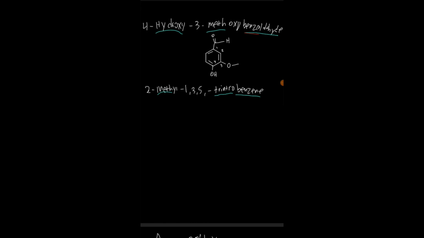This next one I've chosen is maybe not as well known, but the method is the same. We see the word benzene. I've underlined some key groups. We see methyl, trinitro, and benzene. Since we know there's a benzene, we're going to immediately start by drawing our benzene ring. Alright, 2-methyl 1,3,5 trinitro.